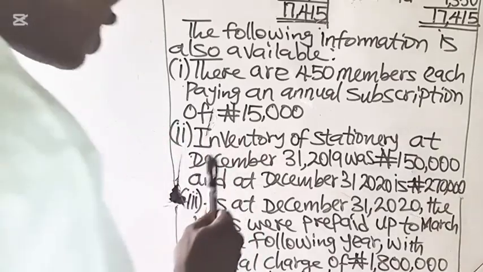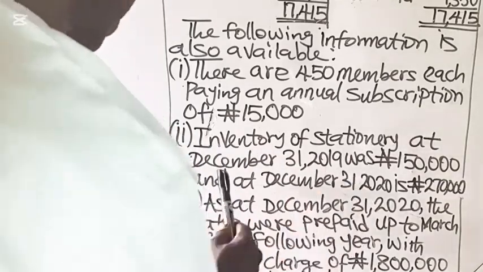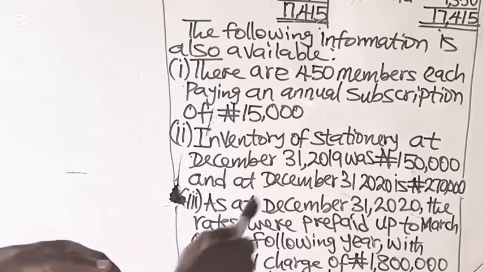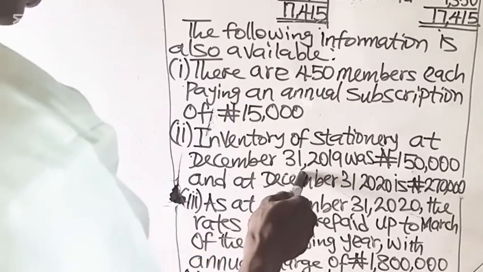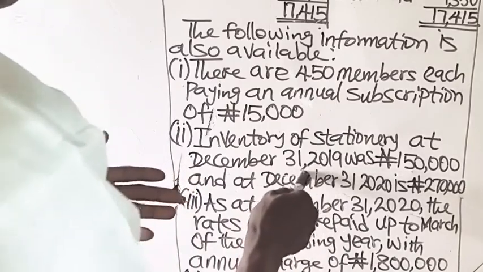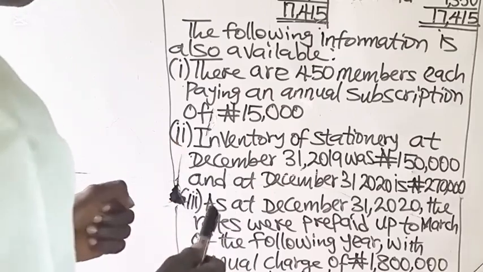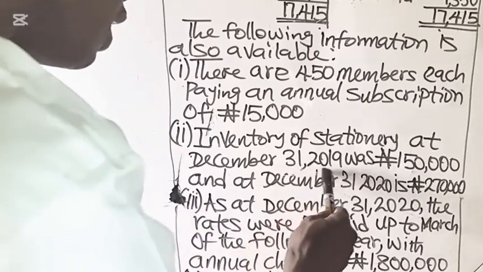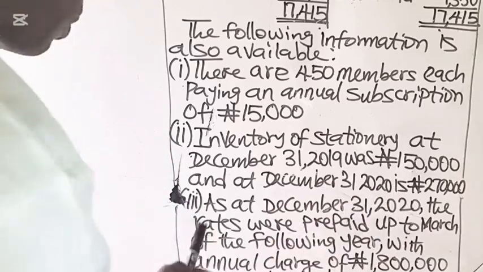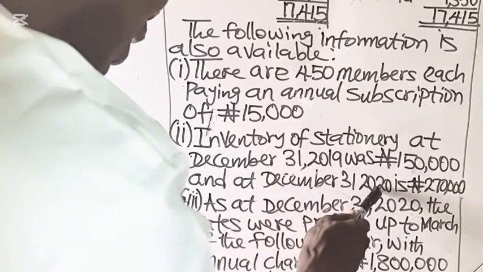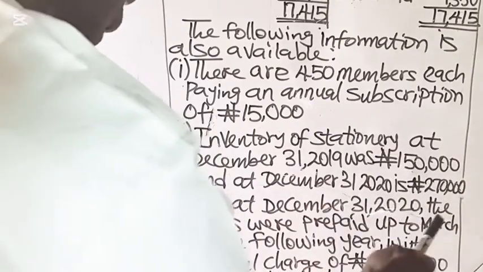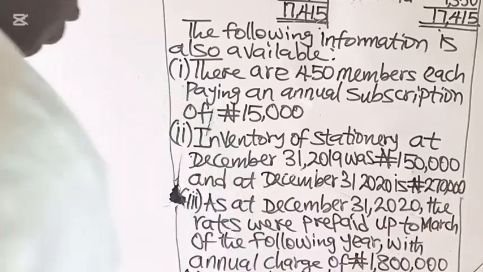Note 2. Inventory of stationery at December 31st, 2020 was 270,000. The year end is December 2020, and the inventory at December 2019 will be the opening inventory. So the inventory of stationery at December 31st, 2020, the closing inventory, is 270,000.